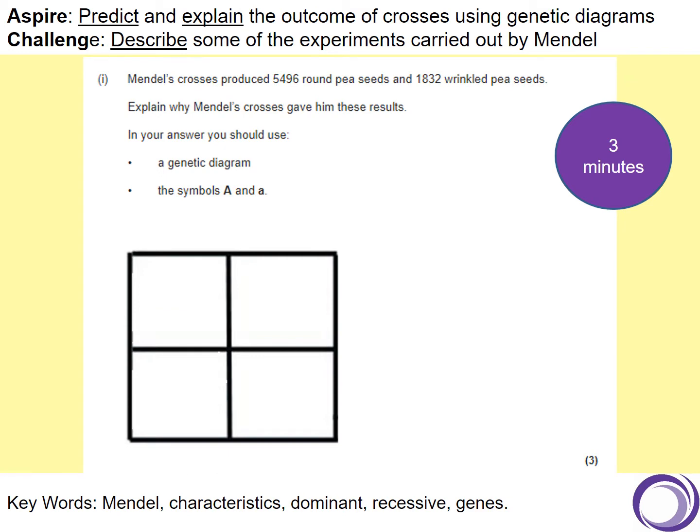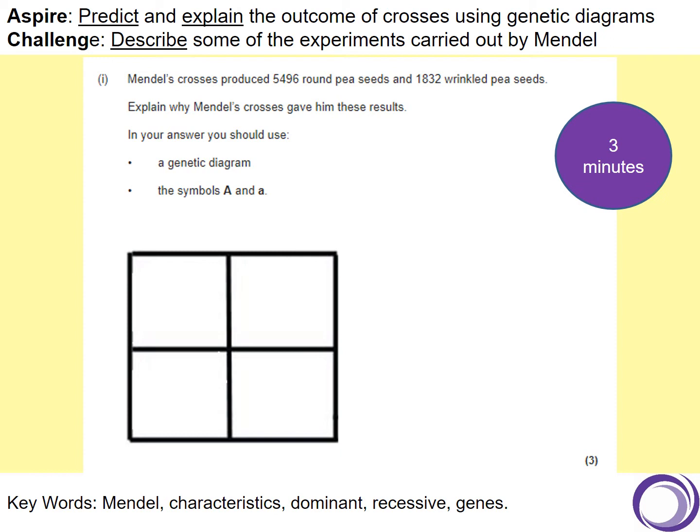Okay, so he continued with his work and his crosses produced 5,496 round peas and 1,832 wrinkly peas. Explain why Mendel's crosses gave him these results, and you need to use the symbols A and a and draw a genetic diagram.